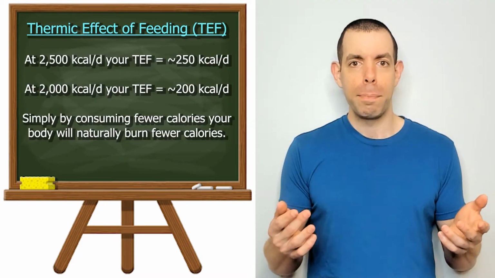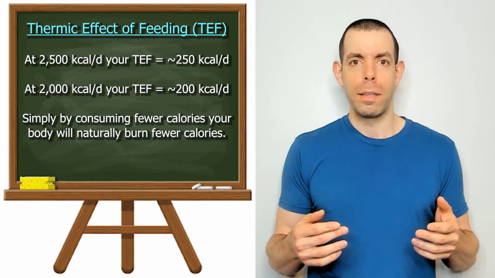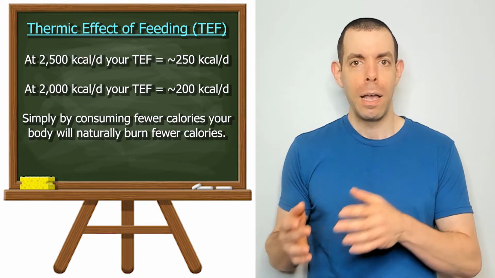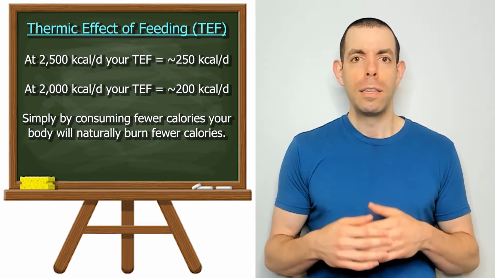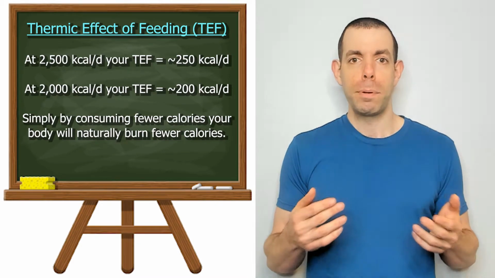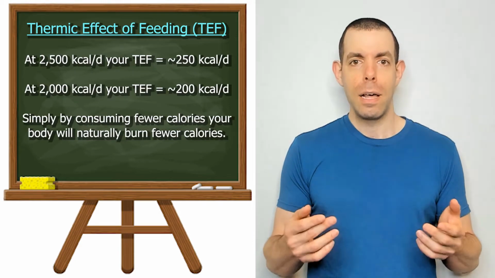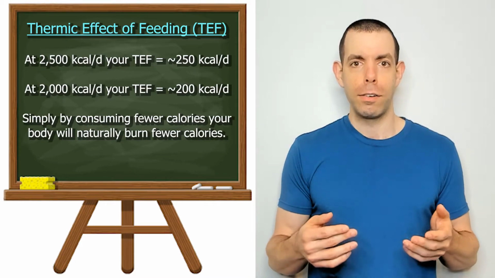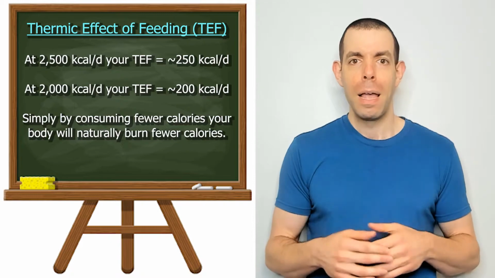Therefore, as an example, if you were to decrease your caloric intake from 2,500 calories a day to 2,000 calories a day, this will yield a net caloric decrease by roughly 500 calories a day. And 10% of this would be 50 calories. And thus, your overall metabolism will decrease by roughly 50 calories per day. And that's all we have to consider for the thermic effect of feeding.